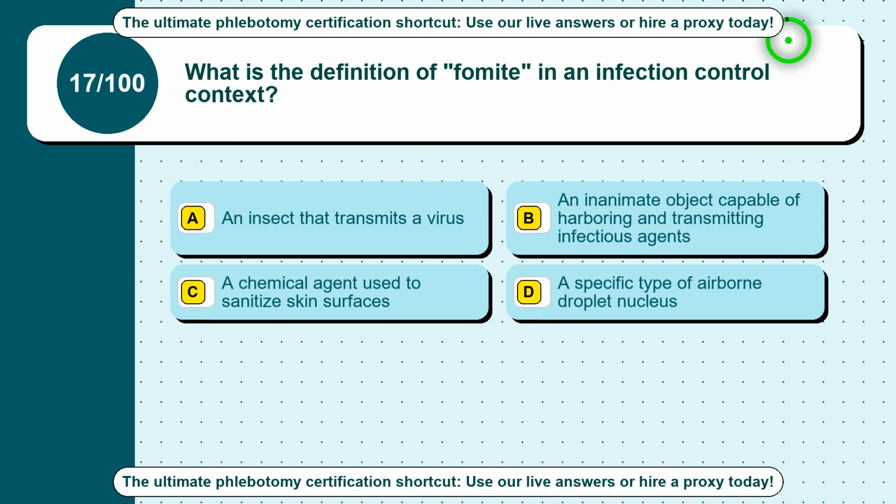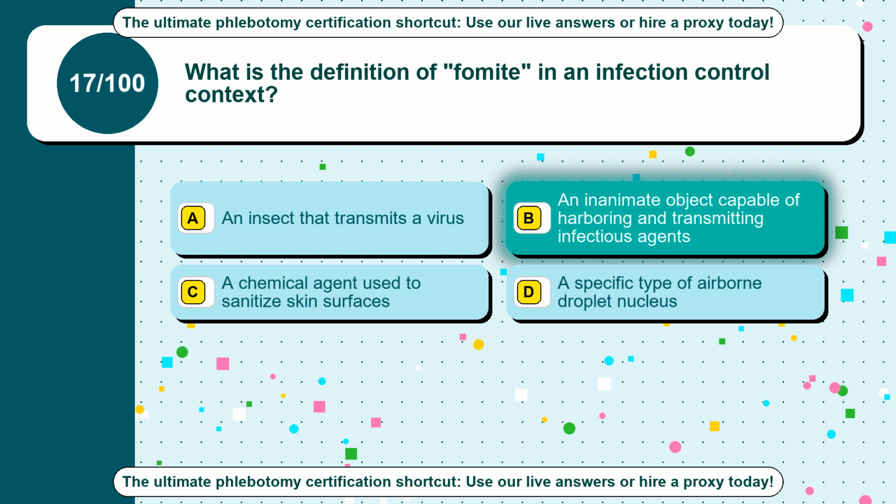Question 17. What is the definition of fomite in an infection control context? Option A, an insect that transmits a virus. Option B, an inanimate object capable of harboring and transmitting infectious agents. Option C, a chemical agent used to sanitize skin surfaces. Option D, a specific type of airborne droplet nucleus.